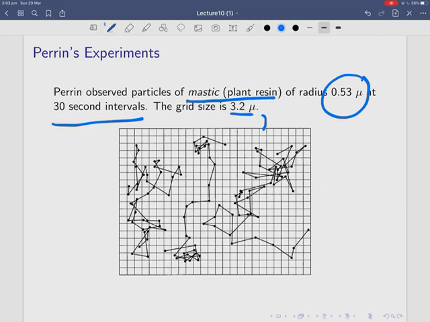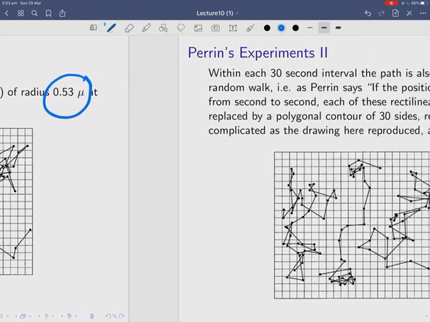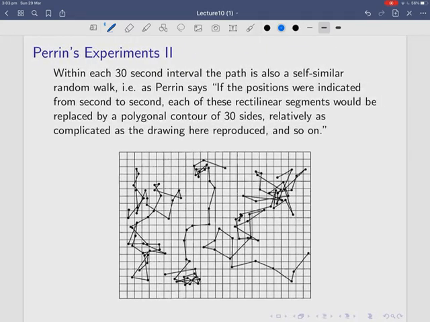And what he notices is the sort of thing which Robert Brown had seen before, which is the particles undergo this kind of weird random walk. Very, very simple experiment. And what Perrin noticed was that he's plotting the particles every 30 seconds, but if he looks at the particles between those 30 seconds, he sees the same kind of thing, the same kind of random walk, but in miniature.